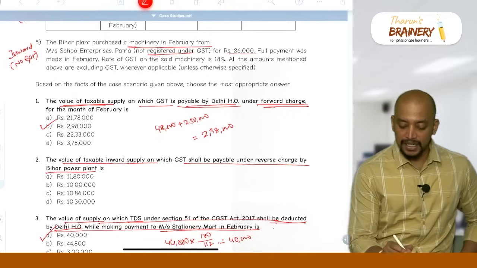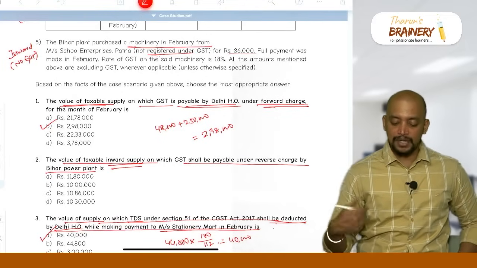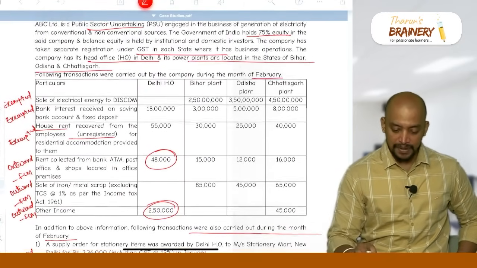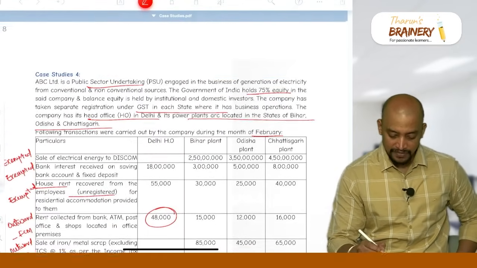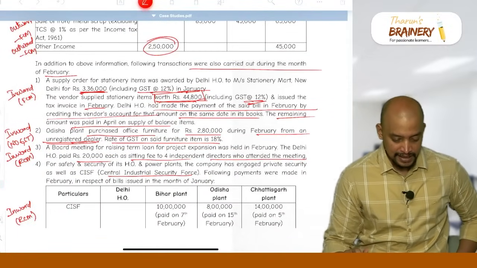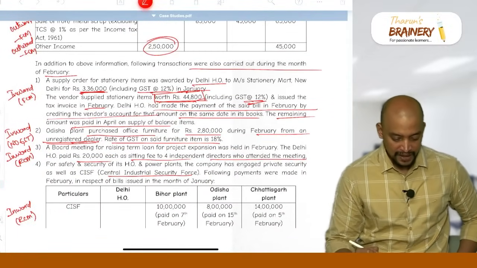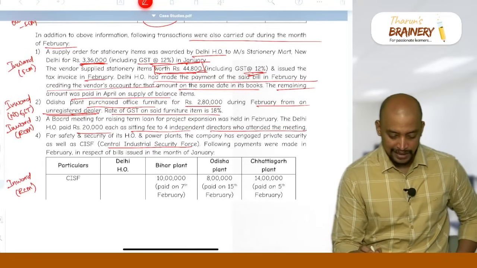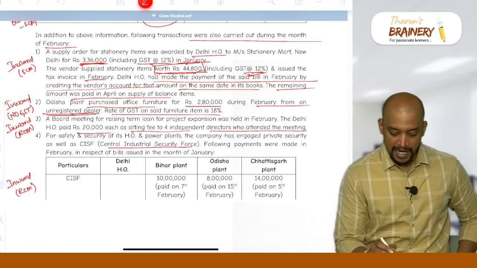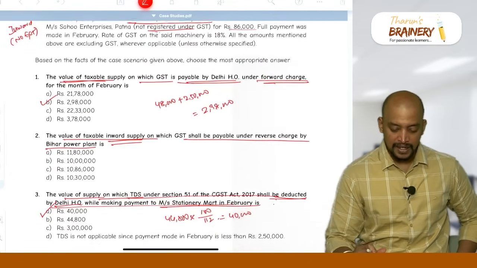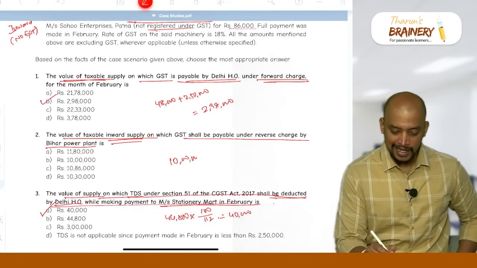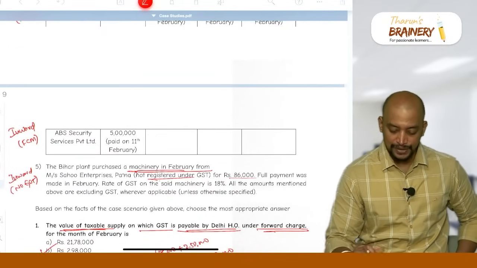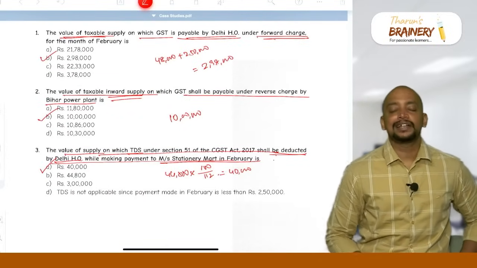Then value of taxable inward supply on which GST is payable under reverse charge by Bihar power plant. Only see Bihar power plant alone. Inward RCM, we don't have anything here. This is Delhi head office, this is Odisha, and the board meeting was held, that is also not related to Bihar. Bihar plant inward RCM 10 lakhs. So 10 lakhs on which they need to pay. Anything else? Bihar power plant purchased machinery, but there is no GST on that. So only 10 lakhs. The 10 lakhs also is what?